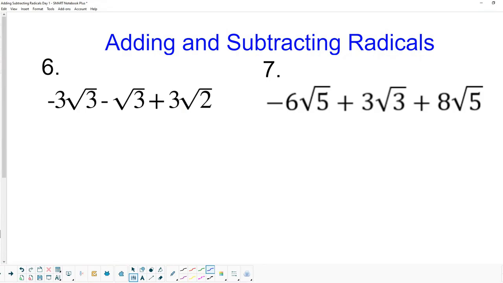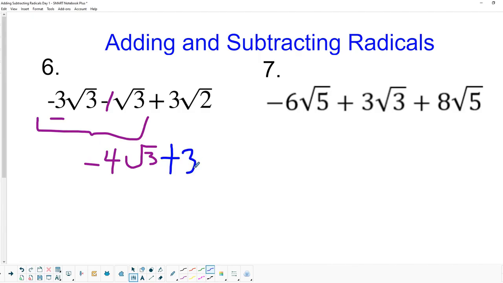Next, adding and subtracting radicals. So let's look at these. We got negative 3 square root of 3 minus 1 square root of 3. So these square root of 3 terms would combine to give us minus 4 square root of 3. But then we have a like term or unlike term, which is just 3 square root of 2. So we kind of keep those separated, even though we did combine those first two.